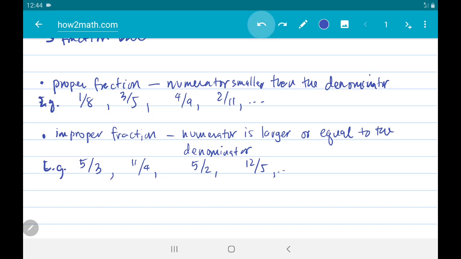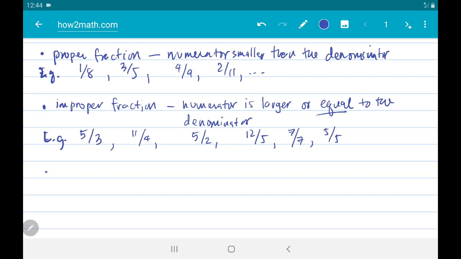Oh, sorry. What about the equal part here? 7/7, or 5/5. Those two are also improper fractions.